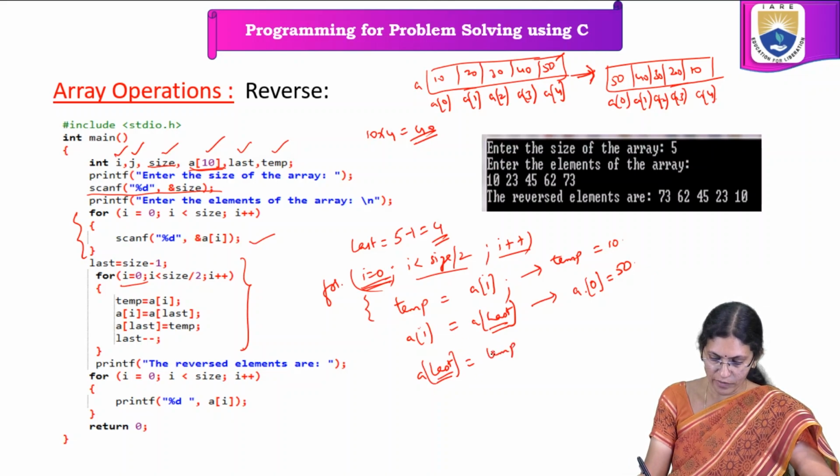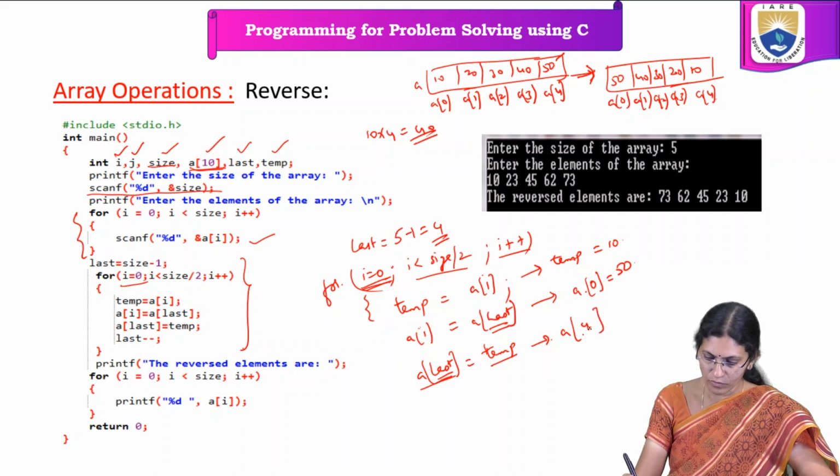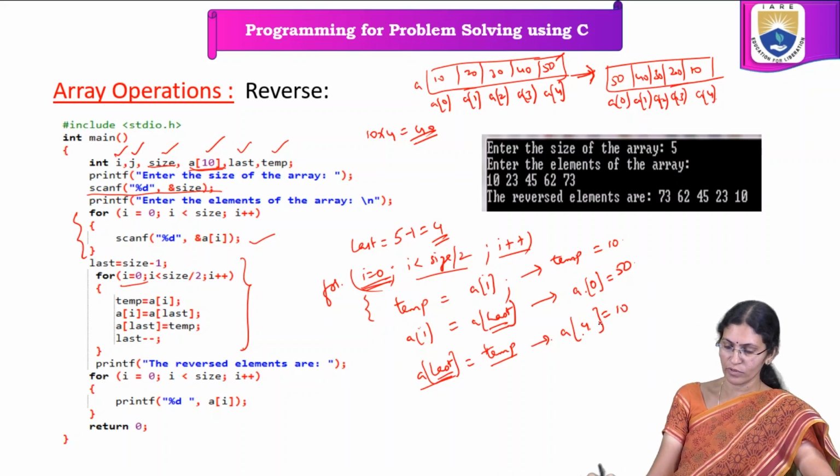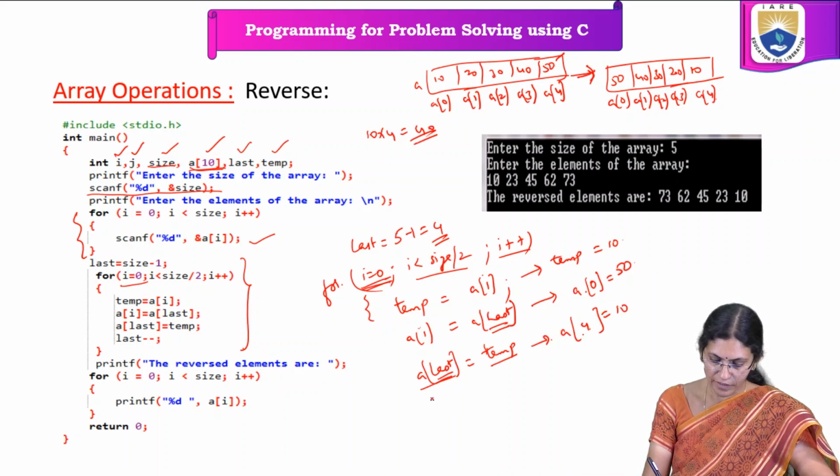Now the value of temp is assigned to A of last. A of last is A of 4. A of 4 was 50, and now the temp value is 10, so 10 is assigned to A of 4. In this way, after executing these three statements, last is decremented. With this statement, the value of last will be 3 now.